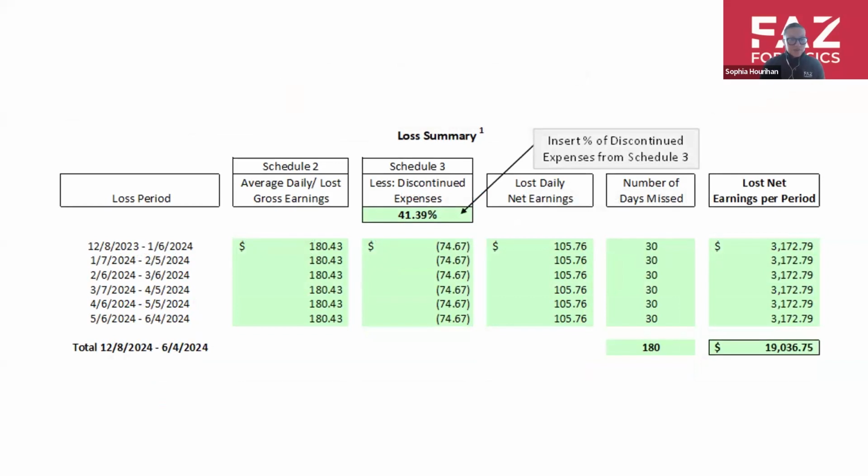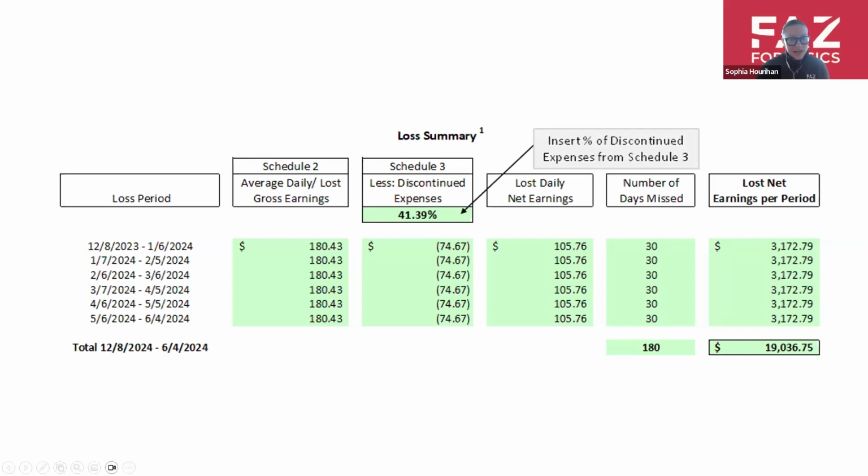Okay, so our loss period, as we mentioned, started 12/8. It went through June 4th. Now, June 4th is a date that either we will continuously update if they are continuously disabled, or you will provide us with the date that we can stop their earnings. So if it's not within that 30-day period, that last period, we will calculate with however many days are in that 30-day period that they are actually lost. For example, if they went back to work in full capacity on June 1st, we obviously wouldn't calculate the last period through June 4th. We would only calculate it for the 26 days to June 1st.